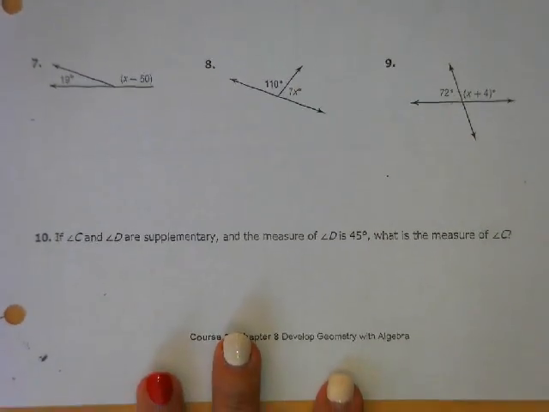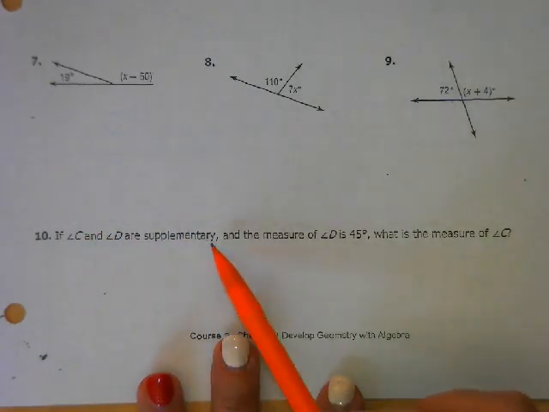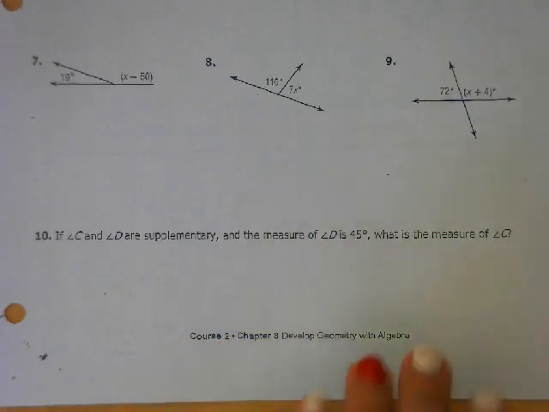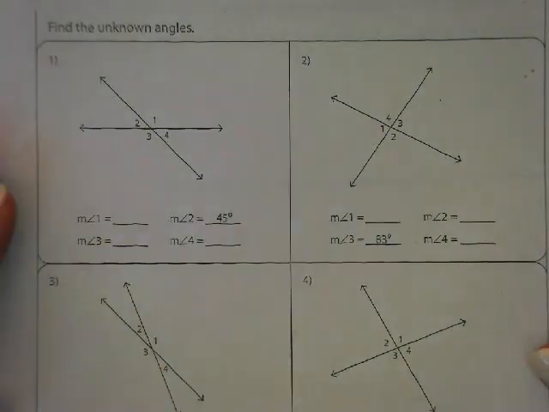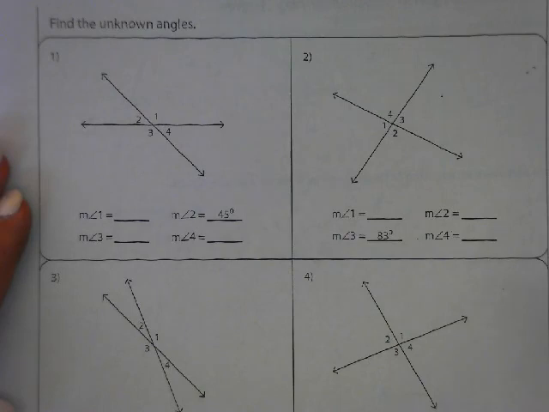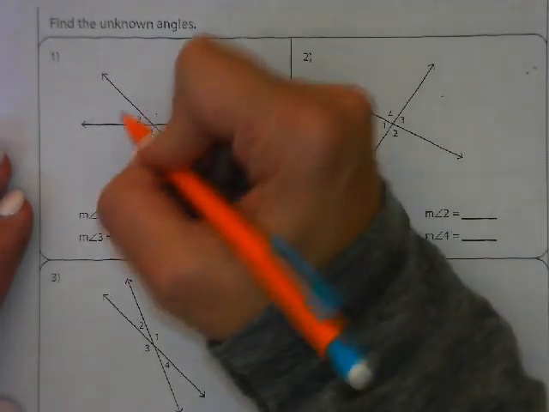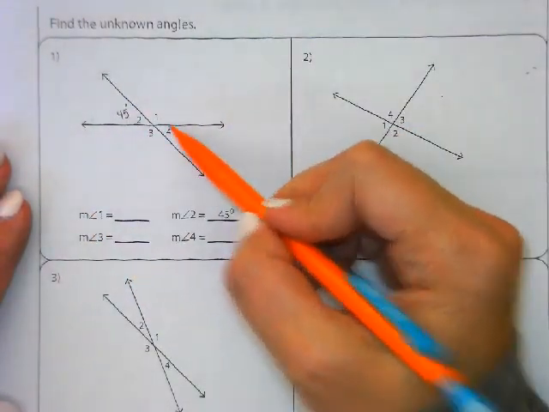Then I give you a word problem. You might want to draw a picture. If angles C and D are supplementary, if D is 45, what is C? On the back, we have some pictures. Find the unknown angles. I'm going to do one of these with you. They tell us 2 is 45. You need to tell me what 1, 3, and 4 are.